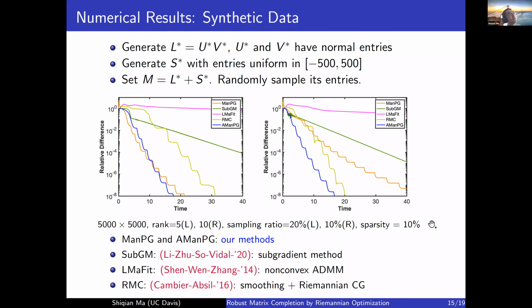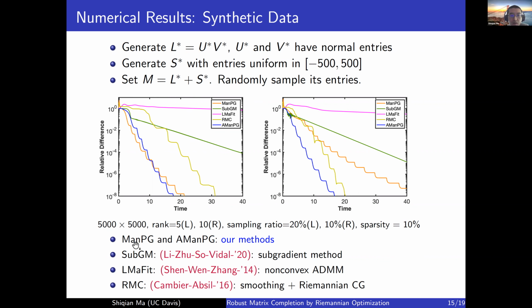Okay, so now I still have a few minutes, so let me just briefly show some numerical results. This one is about some synthetic data. We generated the low rank matrix in this way, such that U star and V star are both smaller matrices, and their entries are drawn from a standard normal distribution. And we generated the sparse matrix whose entries are uniform in this interval. Then we set M equal to L star plus S star, and then we randomly sample its entries.